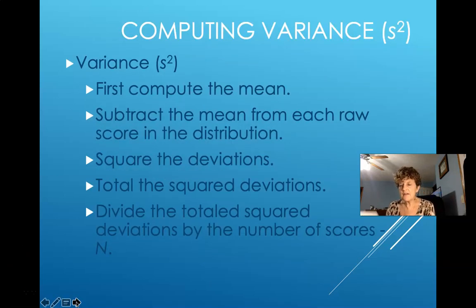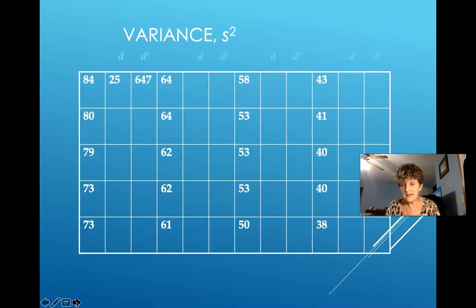So variance, or the S squared: first you have to compute the mean. So we have to figure out what the mean of our data is. Then we subtract the mean from each raw score in the distribution. We square the deviations, we total the squared deviations, and then we divide that by the number of scores that we have, or the 20 in our case. So before you freak out and think, oh my heavens, this is really terrible, you do not have to do this by hand. There are computer programs that do this for you.